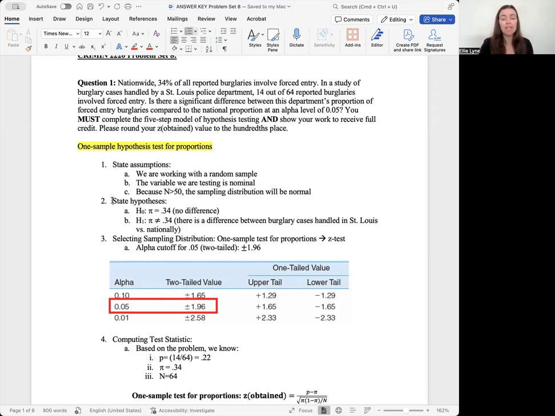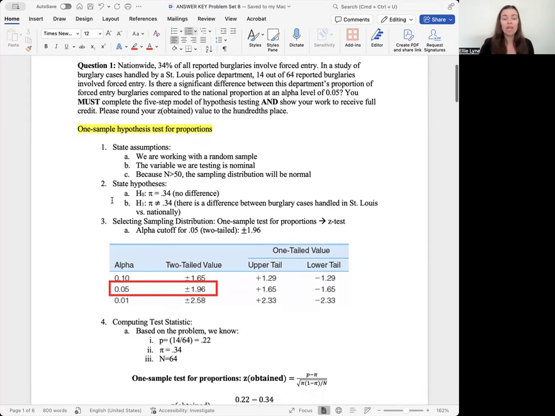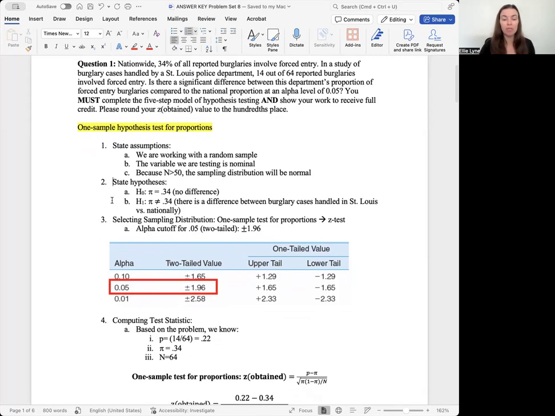Next, we have to state our hypotheses. Specifically, we have to do this with statistical notation. And what do I mean by that? That's what you see listed here below. We always have to state both our null and our alternative hypothesis. As a reminder, our null hypothesis is our statement of no difference. I wrote this out for you here.